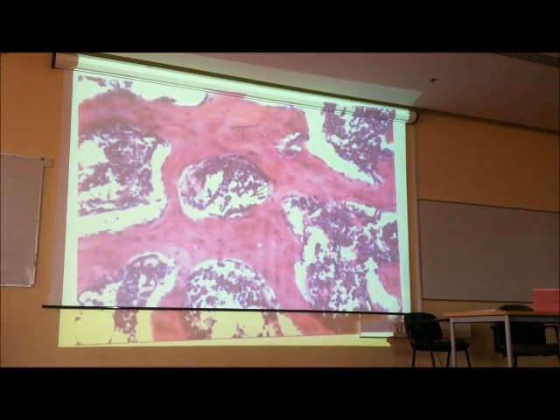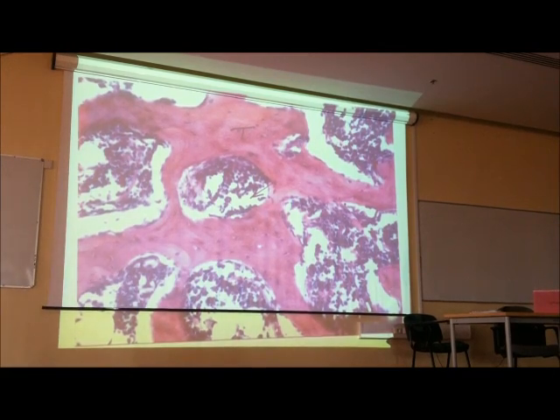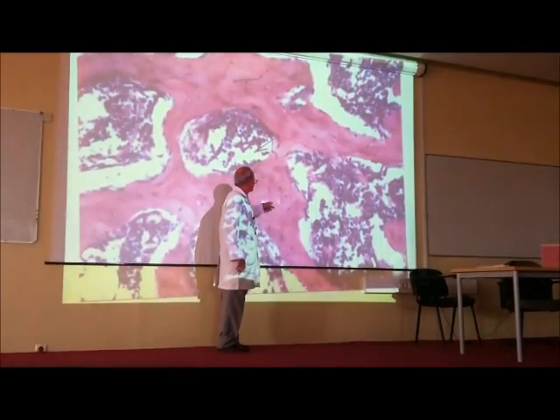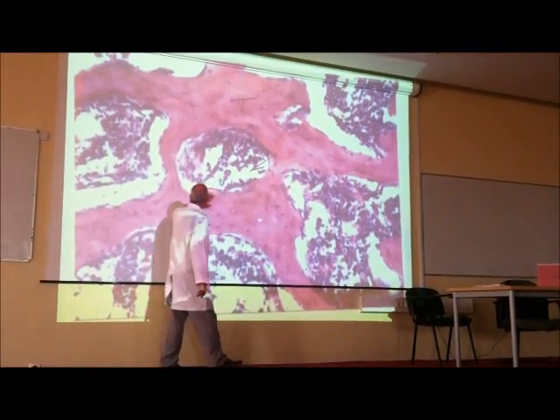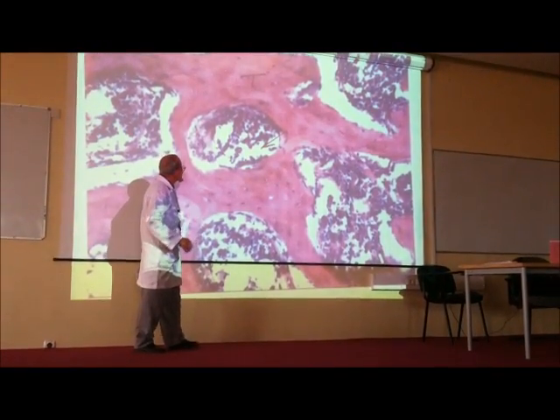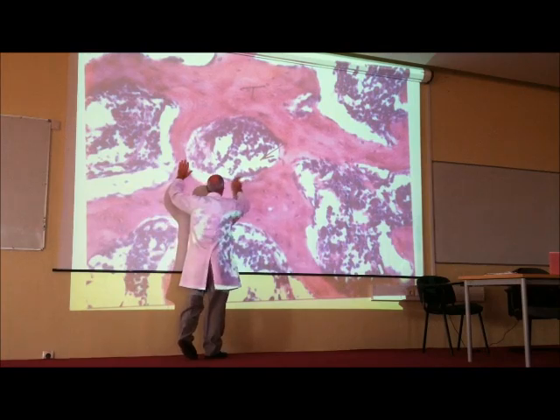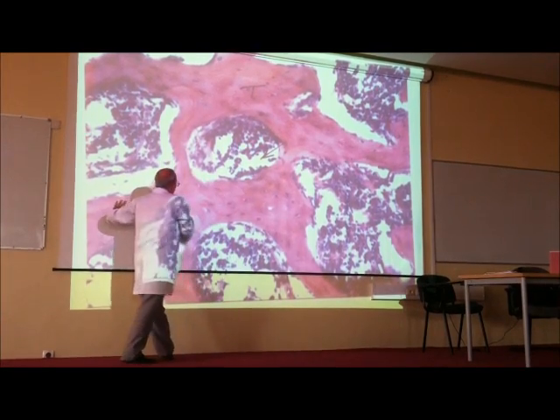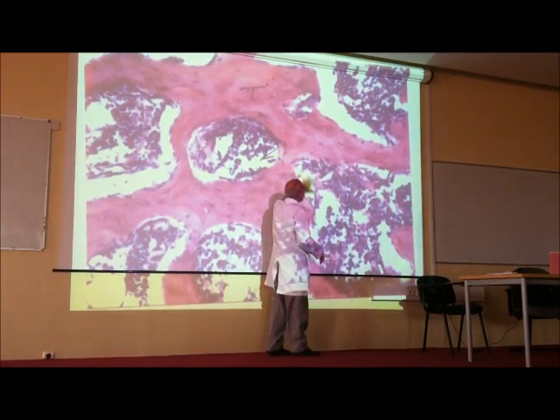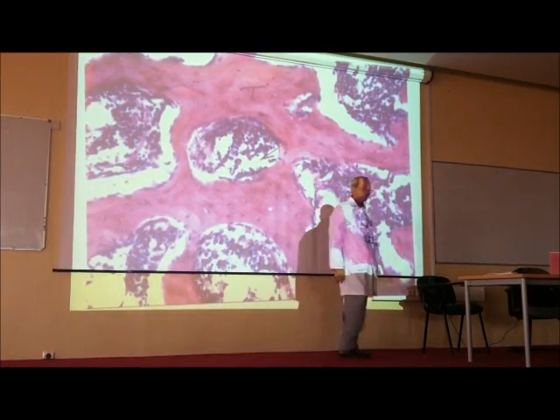Cancellous or spongy bone. What are these? Bone trabeculae containing osteocytes inside lacunae. The trabeculae, do you have time or finish the time? You have time? The trabeculae are covered by endosteum. What is in between the trabeculae? Bone marrow spaces. Okay?